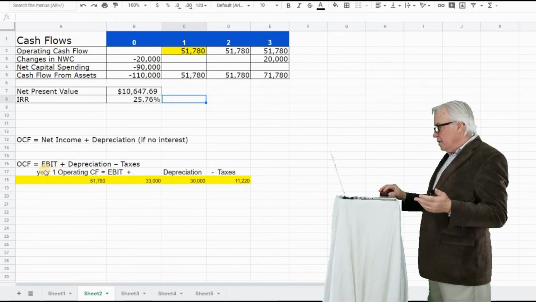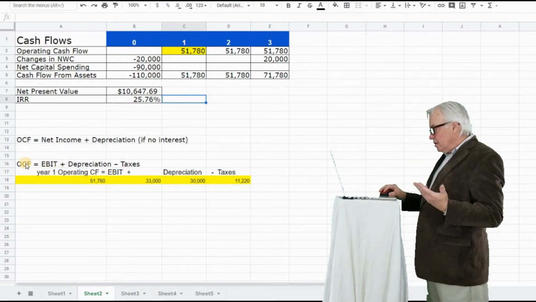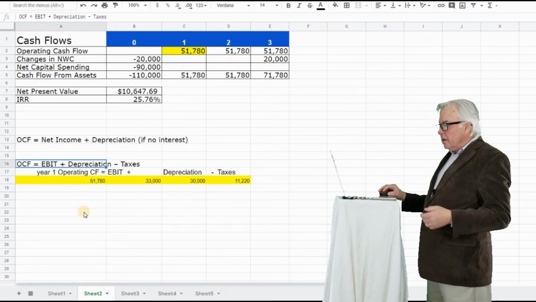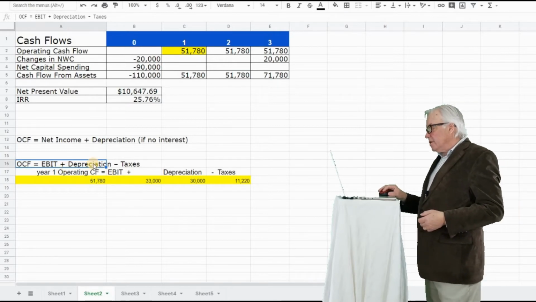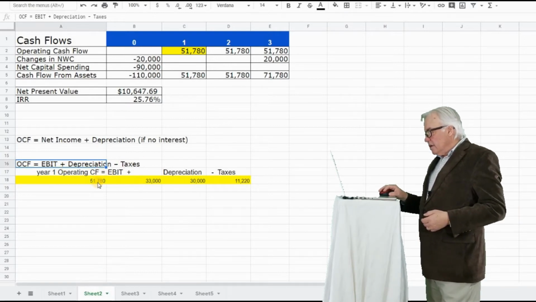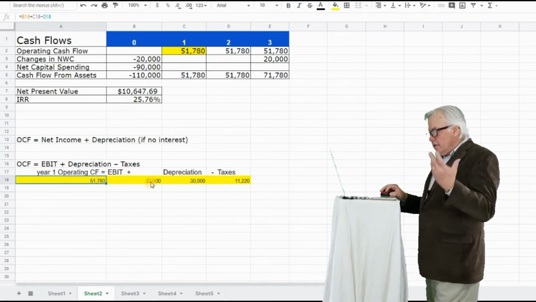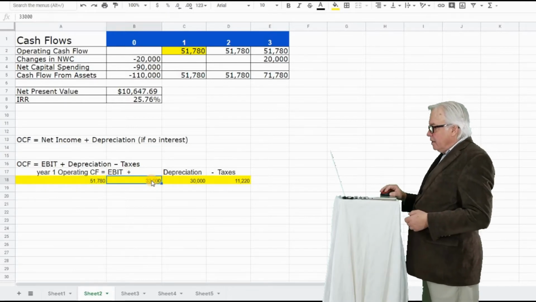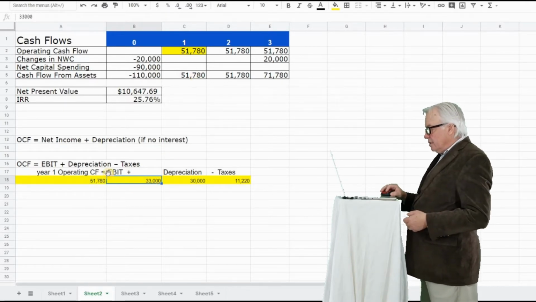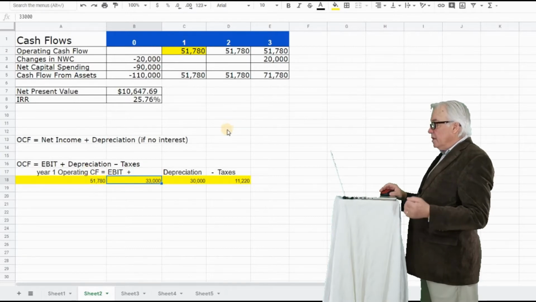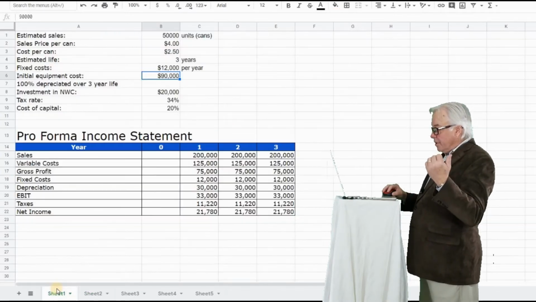And so here's the OCF, or the operating cash flow, EBIT plus depreciation minus taxes, and you can see we have the numbers. 51,000, which is the operating cash flow, is gained by the $33,000, which is my depreciation. Right? You don't see that up here, but it's on the previous page.